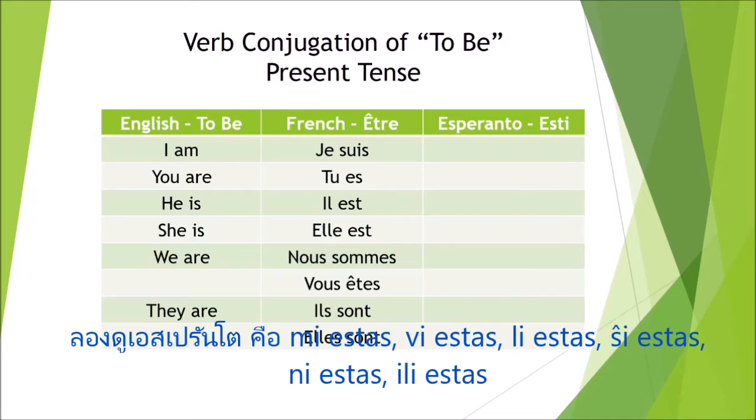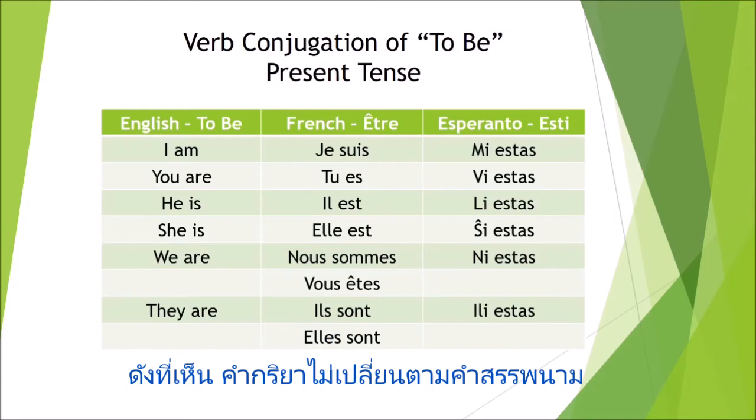Now here's where it gets interesting. Let's have a look at Esperanto. Mi estas, vi estas, li estas, ŝi estas, ni estas, and ili estas. As you can see, the verb is all the same. It does not change depending on the pronoun.